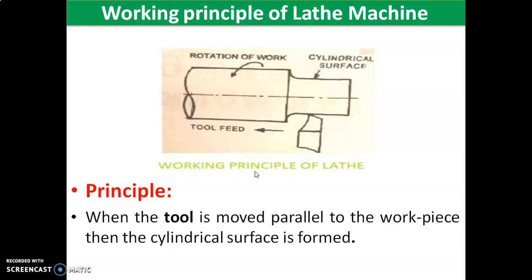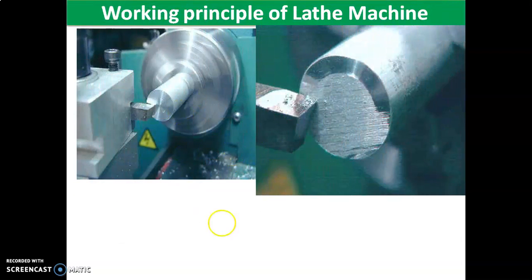Now let us see the second direction of the cutting tool. See, this is the second direction of the cutting tool. When we move the cutting tool perpendicular to the axis of the workpiece, see here, this is our workpiece, so the axis will be like this. This is our axis.